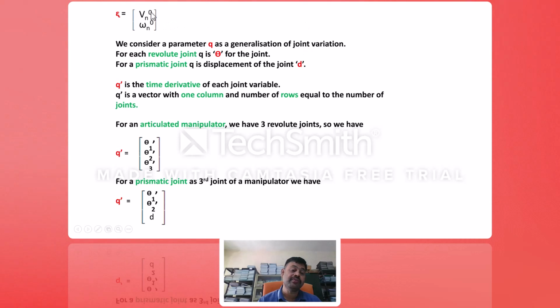Here, if you put it into the form v naught, omega naught, linear velocity and angular velocity, we consider parameter q as a generalization of the joint variable. For a revolute joint, q is theta. For a prismatic joint, meaning a linear joint, it's a displacement d. So q dash is the time derivative. For an articulated manipulator with three revolute joints, we write theta 1, theta 2, theta 3 with respect to q dash. Similarly, q dash for a prismatic joint has theta 1, theta 2, and another one taking the linear movement, which is already described, the distance d.